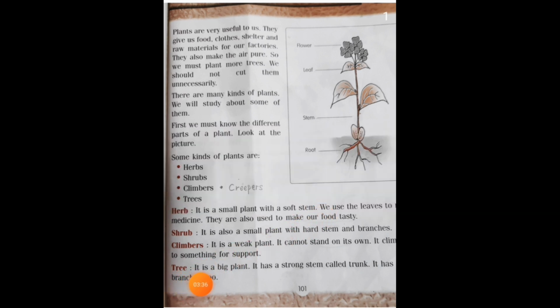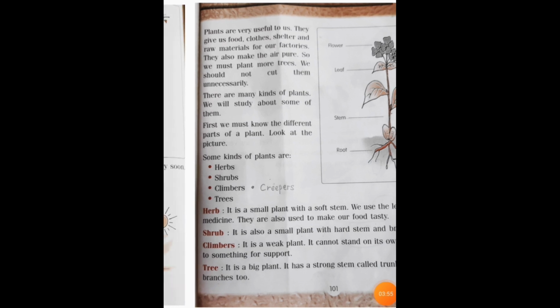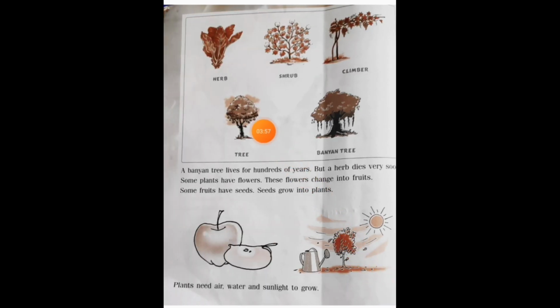Now tree. A tree is a big plant. A big plant is known as a tree. It has a strong stem called a trunk. It has some branches too. Now let's move on to the next page. Here you can see the pictures of herb, shrub, climber, tree and banyan tree. A banyan tree lives for hundreds of years, but a herb dies very soon.